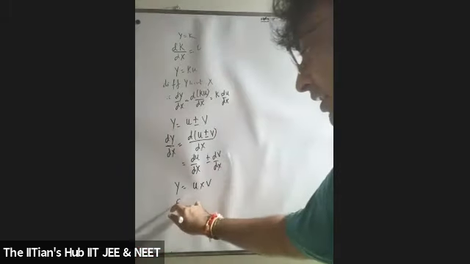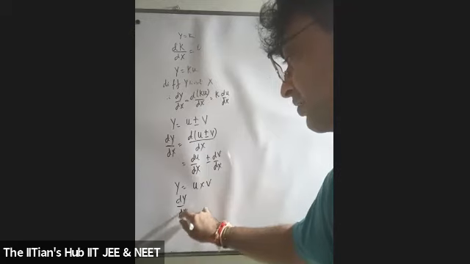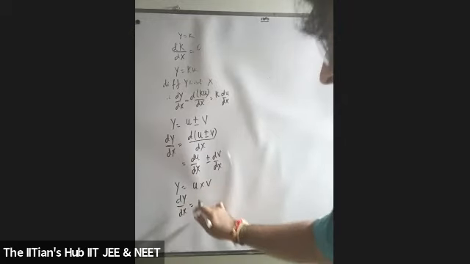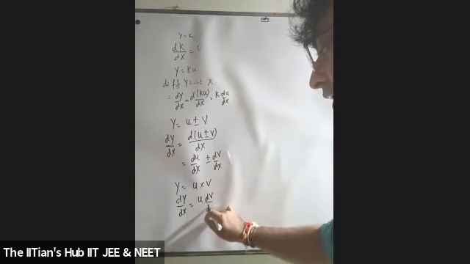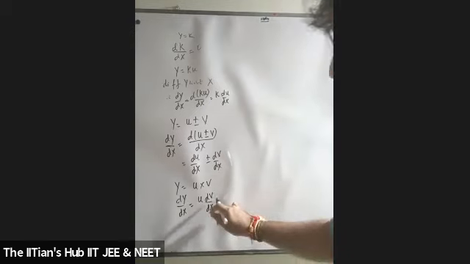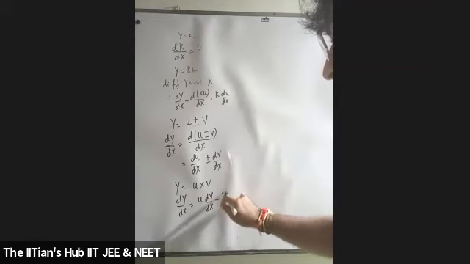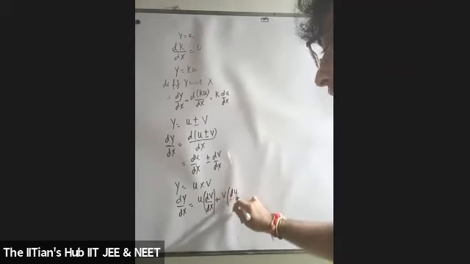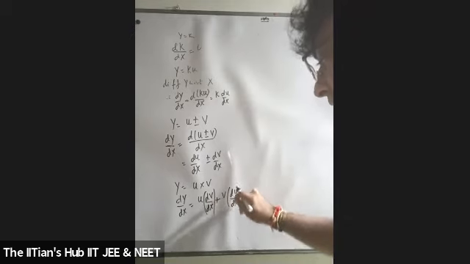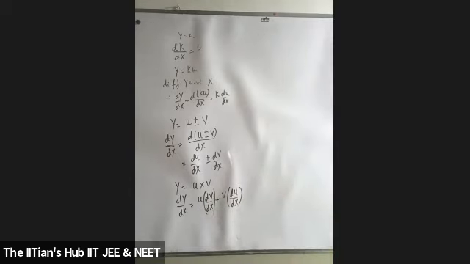So what exactly is it? dy by dx, students, product rule we consider. So I will keep u constant and differentiate v. Agreed. Plus, students, I will keep v constant and differentiate u, du by dx. Is that clear, the product rule, students?